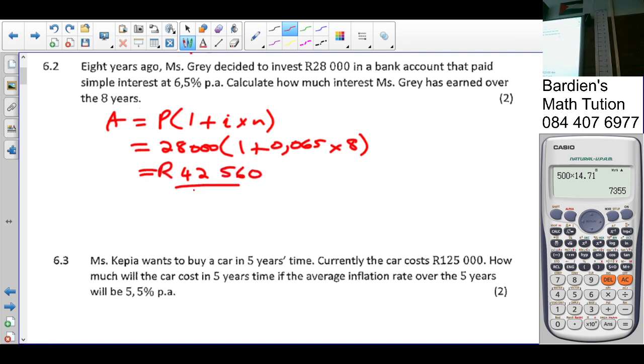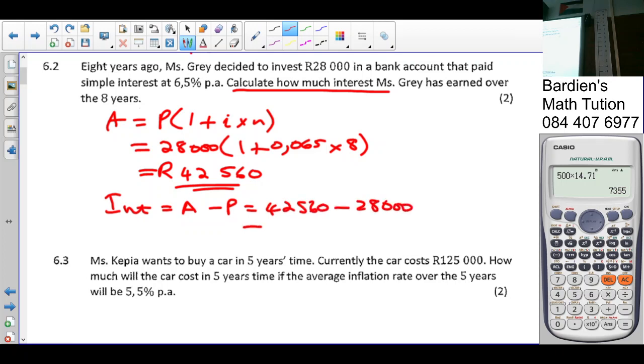But that's the amount she's going to get at the end. Not so. The question was for the simple interest. So how do we calculate the interest? Because it says how much interest. So the interest will be A minus P, which is 42,560 rand minus 28,000 gives us 14,560.